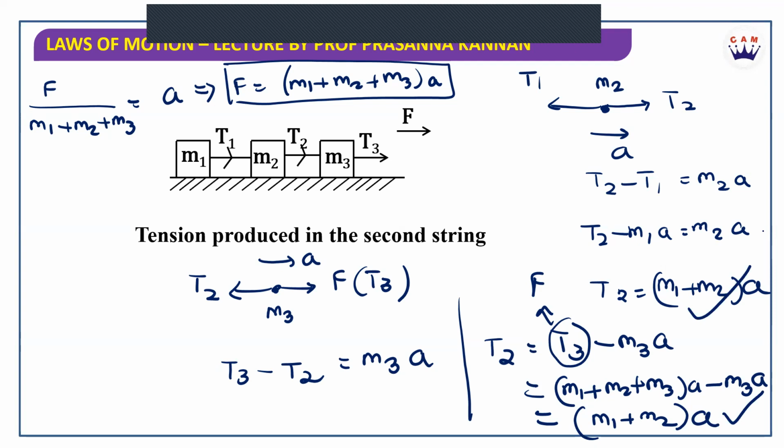That's also. Is it? F is T3, correct? F is T3. What is F? M1 plus M2 plus M3 into A. You substitute that in place of T3. So what will cancel? M3A will cancel. You will get M1 plus M2 into A. Same thing we got even with the free body diagram of M2. That's what I'm saying. Both the ways we are getting the same answer.